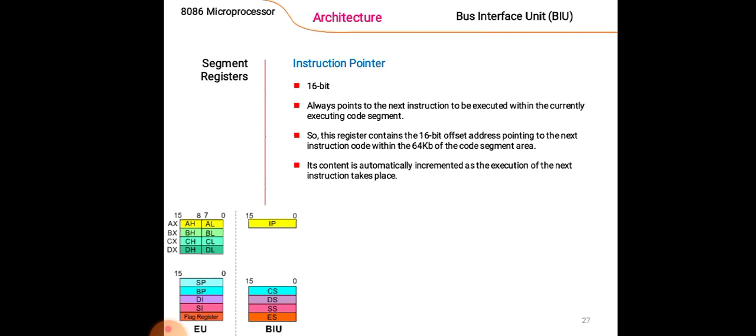Then the instruction pointer. About this we have seen previously, in the code segment register. The code segment register is a 16-bit segment register, so it will generate 16-bit address locations, and the 4-bit offset displacement is done by the instruction pointer. So the instruction pointer is used to point to the next instruction to be executed within the currently executing code segment. This register contains a 16-bit offset address.